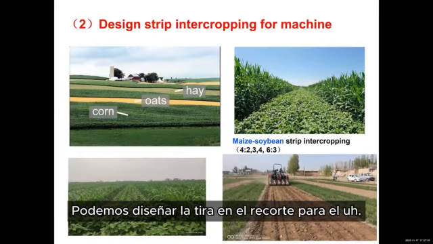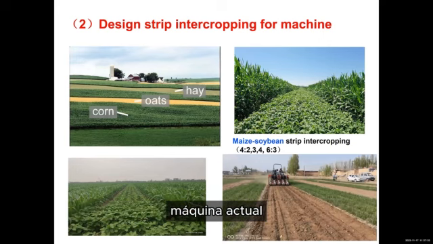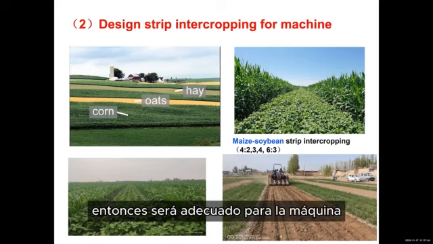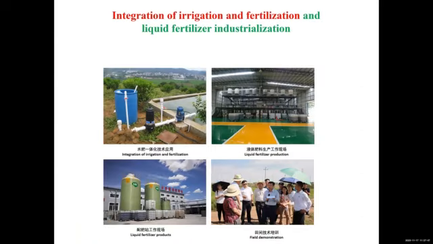Another one, we can design the strip intercropping for the current machine. For example, we can use not only 1-2-1, maybe 4-2-2, 6-3 to make the strip intercropping. Then it will be suitable for the machine.